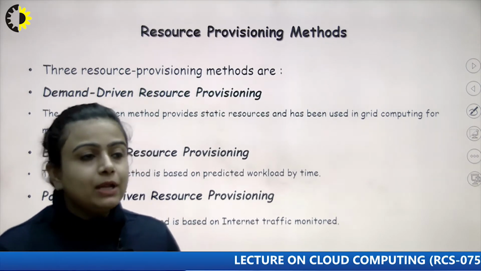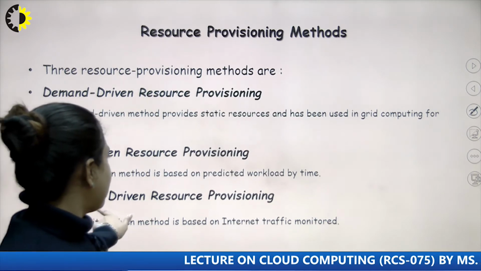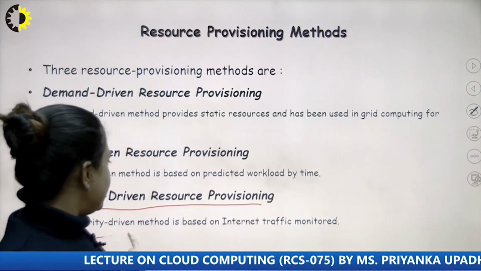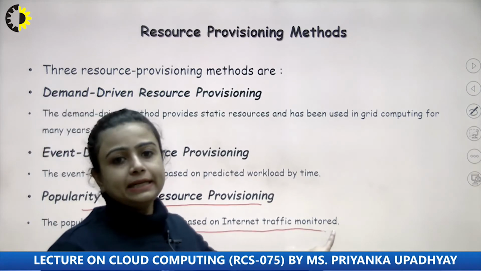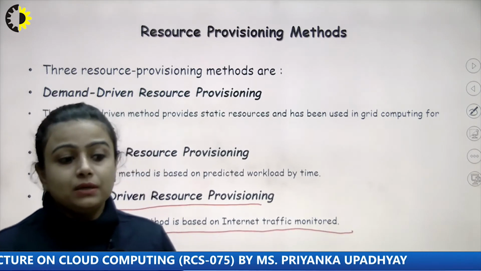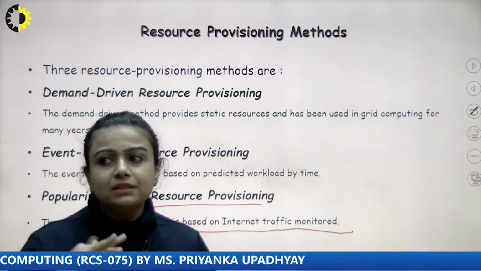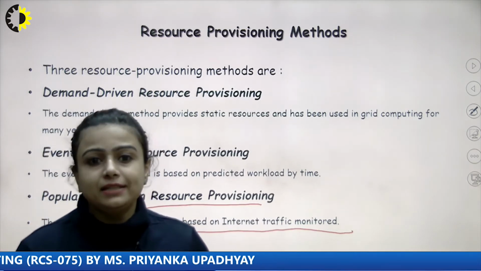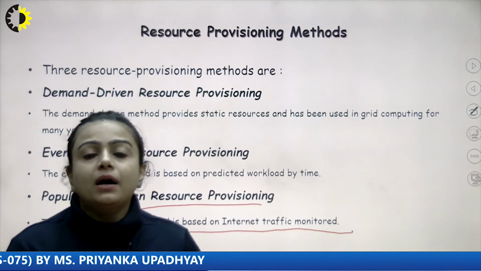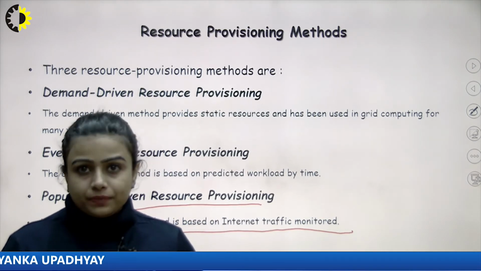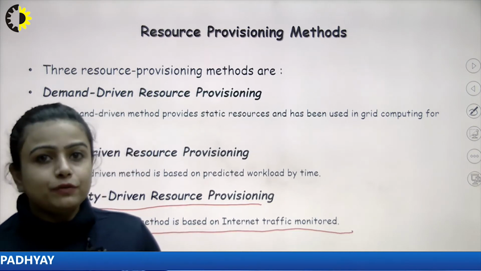Third, the popularity driven resource provisioning. What happens in popularity driven resource provisioning? The popularity driven method is based on internet traffic monitored. Whenever we are monitoring internet traffic, what kind of traffic people are actually interested in, which websites people are interested in, or what kind of services people exactly want.